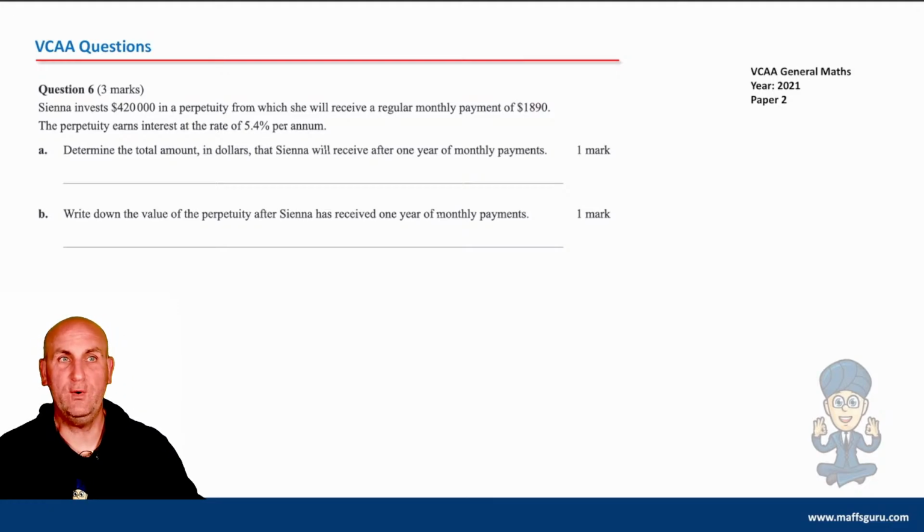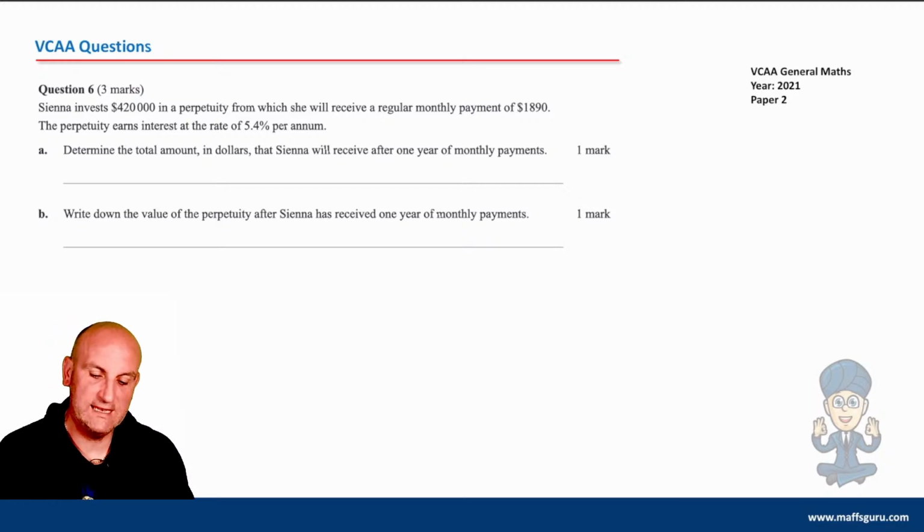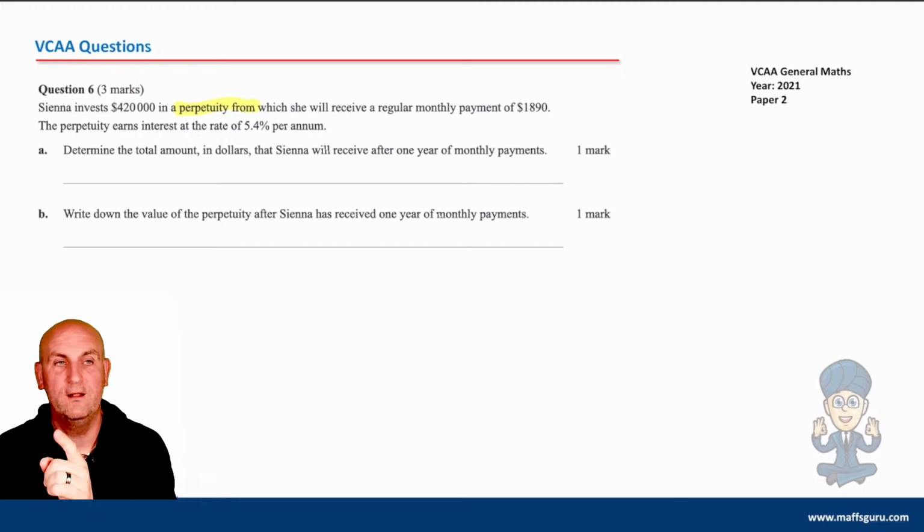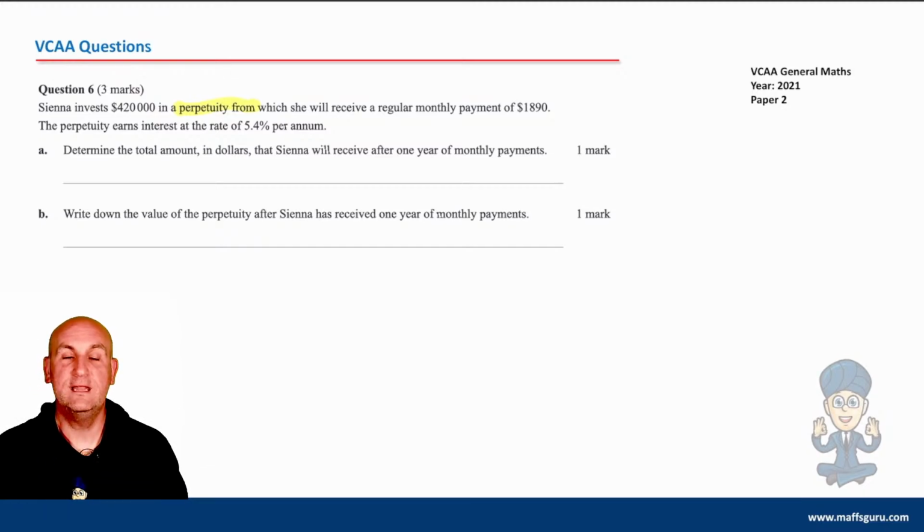Sienna invests $420,000 in a perpetuity. And again, you will not believe the number of people who skip over the word perpetuity. It's the trick to the question. She will receive a regular monthly payment of, so again, monthly, $1,890. The perpetuity earns interest at a rate of 5.4% per annum. Okay, so they've scaffolded the question. There's lots I can answer. Determine the total amount in dollars that Sienna will receive after 1 year of monthly payments.